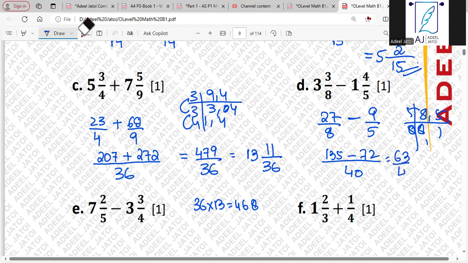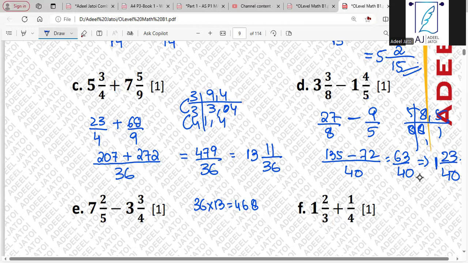63 upon 40. This can be your answer, or you can give it as a mixed number. 4 ones are 40, 4 twos are 80, so we can't take the whole number as 2. So 1, and the difference between 63 minus 40 is 23. So one whole number 23 upon 40 will be the answer for part D.